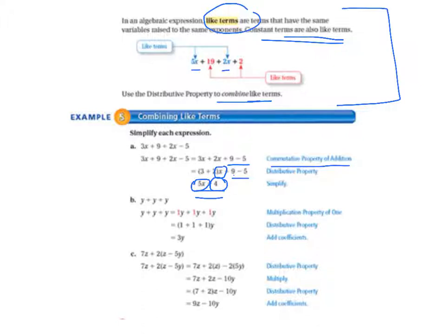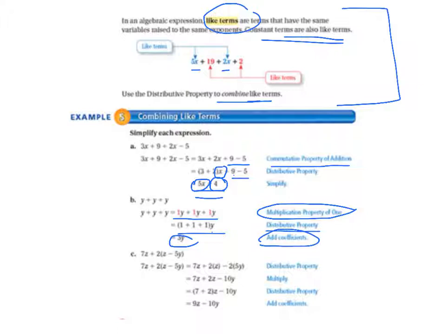Moving on to letter B, we have y plus y plus y. So we need to think of that as 1y plus 1y plus 1y. That's called the multiplication property of 1. And then we can use the distributive property, 1 plus 1 plus 1 times y, and add the coefficients. And that gives us 3y.